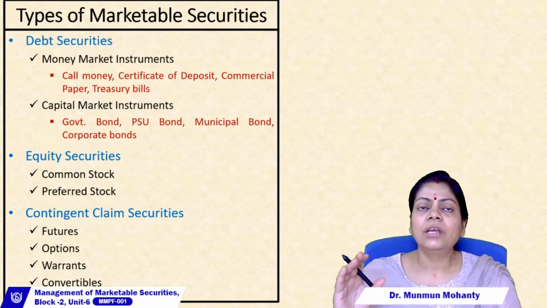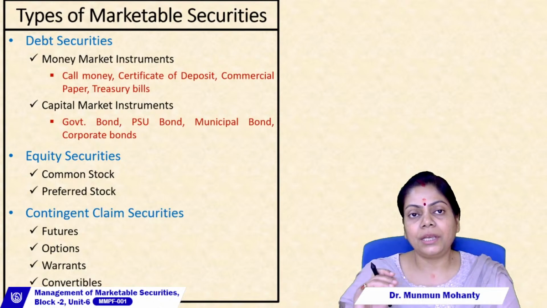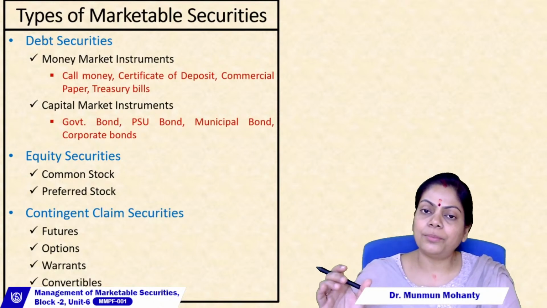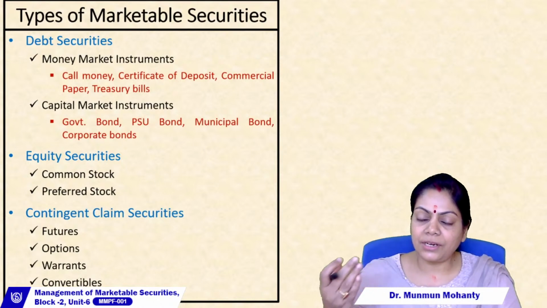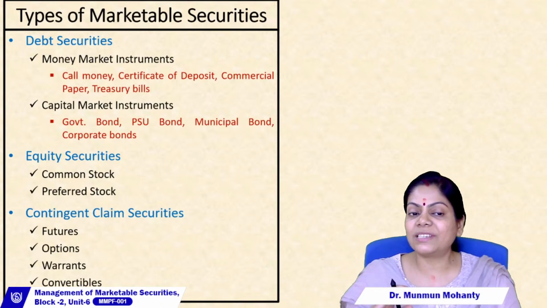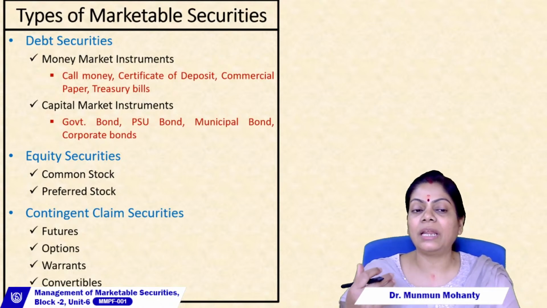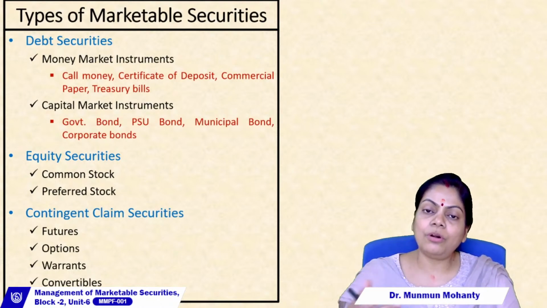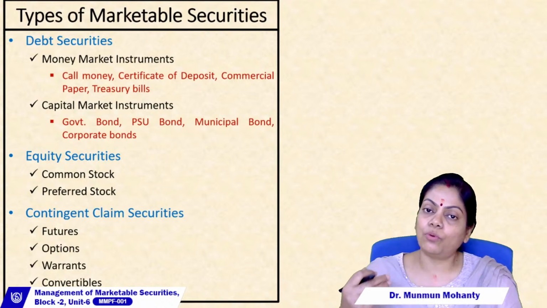The feature is that the interest is known to the client. How much interest you are going to get is known. The principal is to be repaid after a certain number of years, which is also known to the client, like 5 years, 10 years, 15 years, 25 years, 30 years. So there is an interest rate and a repayment period. These are the basic characteristics of bonds, similar for all. Depending on the party issuing the bond, we can have the government bond, PSU bond, municipal bond, or corporate bond. These are all capital market instruments because their maturity is more than 1 year.